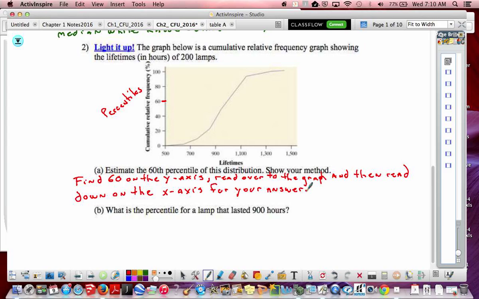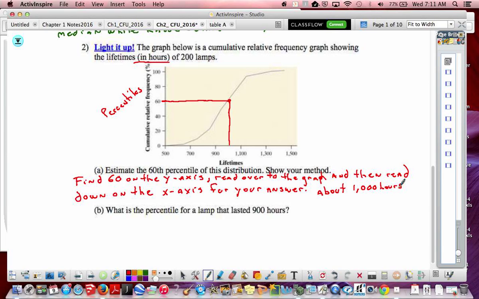So what we're saying here is at 68%, or the 60th percentile, you're going to go to the graph. Here's where it's located on the graph. We're going straight down on the x-axis to estimate where that point would be. Right? So again, lifetimes is in hours, so it looks like it's about right in the center between 900 and 1100, so about 1,000 hours. So the 60th percentile for light bulbs is about 1,000 hours worth.